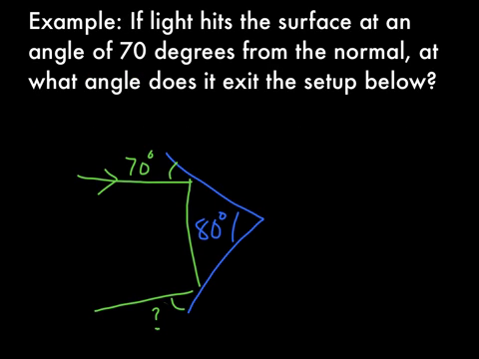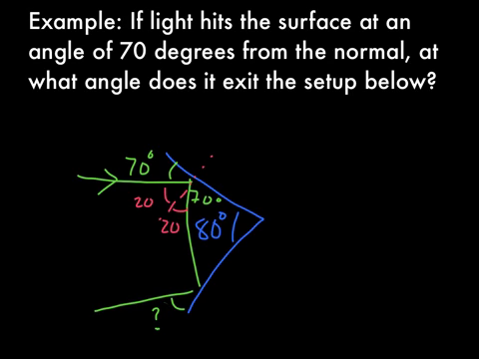Let's work a quick example. You've got a beam of light coming in, hits at an angle of 70 degrees, and then bounces out. And we want to find the angle it bounces out at. So first thing you need to know, you always measure from the normal. That means this is 20, which means this is 20, and you get that this is 70.